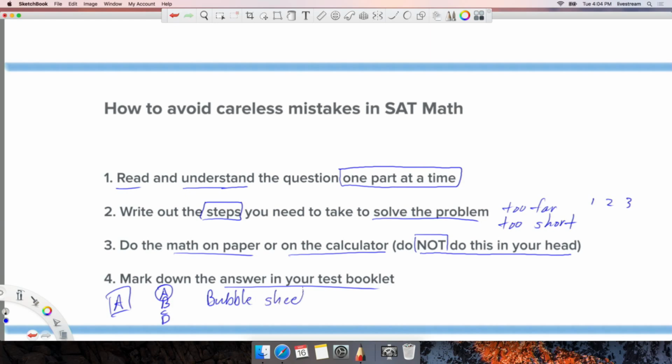And so 4 steps that I like to follow: first, read and understand the question. Second, write out the steps you need to take. Third, do the math on paper or on the calculator. And then finally, mark down the answer in your test booklet.